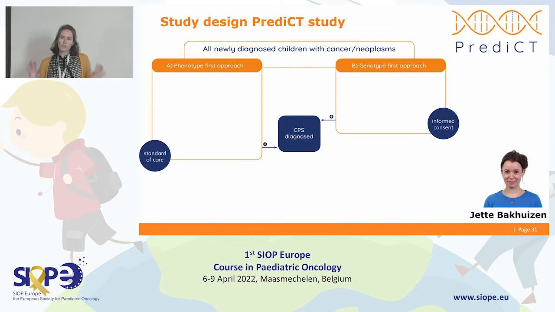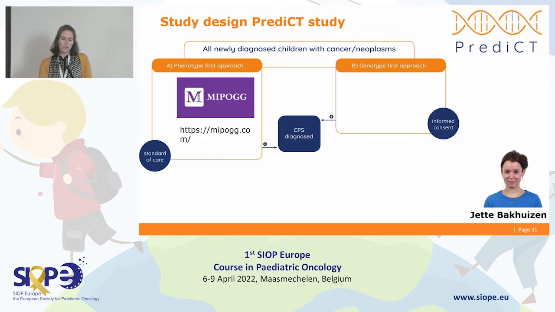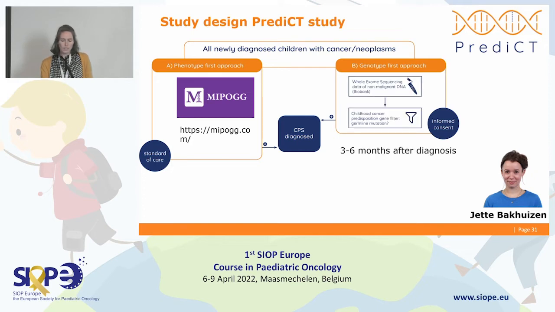where we offer both paths to all newly diagnosed children with cancer, the phenotype-first approach, where we apply MyPOC to help the pediatric oncologist to refer the right patients, and the genotype-first approach, where we test a panel with all known childhood cancer predisposition genes. And this is done 3 to 6 months after diagnosis.